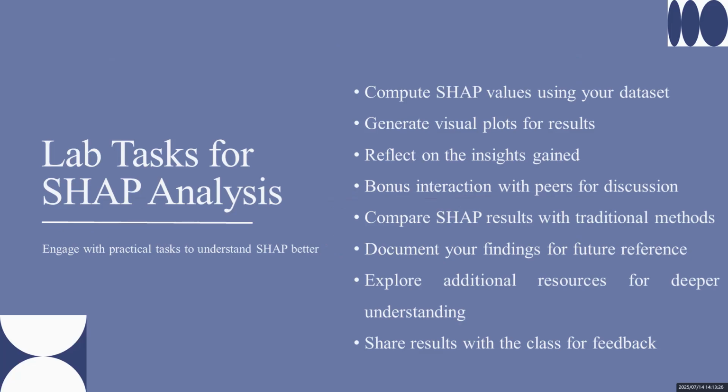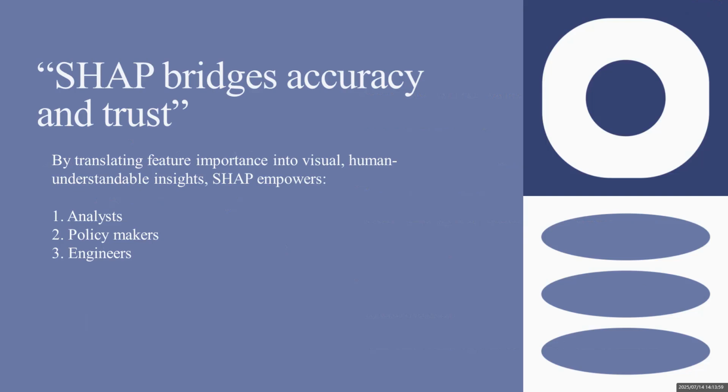During the lab section, we're going to go through all of this. We're going to see how to compute SHAP values using the energy dataset. We're going to generate visual plots for the results, and reflect on the insights gained. We're going to discuss interactions in pairs, and compare SHAP results with traditional methods. We will document the findings for future reference, explore additional resources for deeper understanding, as well as share results with the class for feedback.